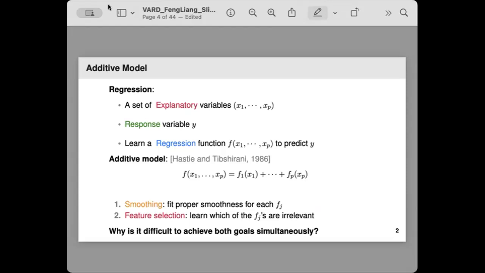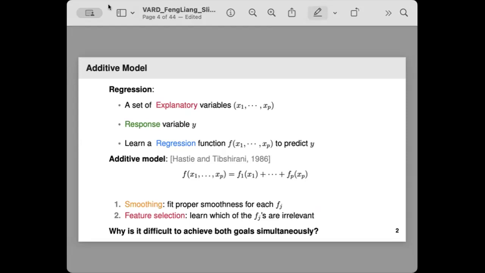We all know the limitation of linear models, but at the same time, estimating a flexible, high-dimensional nonlinear function faces the curse of dimensionality. A nice trade-off between these two extremes was proposed by Hastie and Tibshirani, the additive model, where the regression function is represented as a sum of univariate functions. Each fj is a function of a single variable xj, which can be either linear or nonlinear.